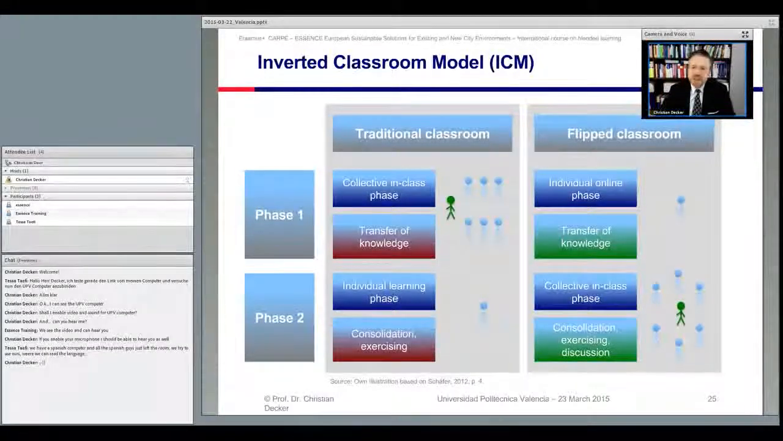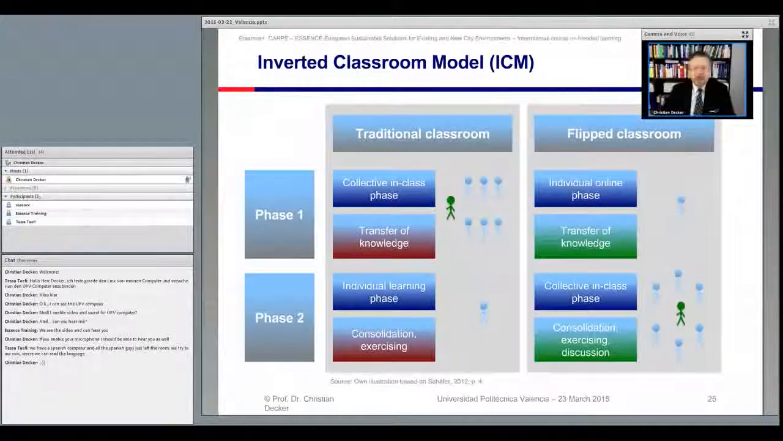Thereafter, students will join the instructor in class, in the in-class phase. As you can see, the instructor is now visualized in the middle of the students, because he will work together with the students on exercises. He will create activities, there will be discussions, he will try to consolidate the acquired knowledge while being in class. That is the idea of the inverted classroom model.